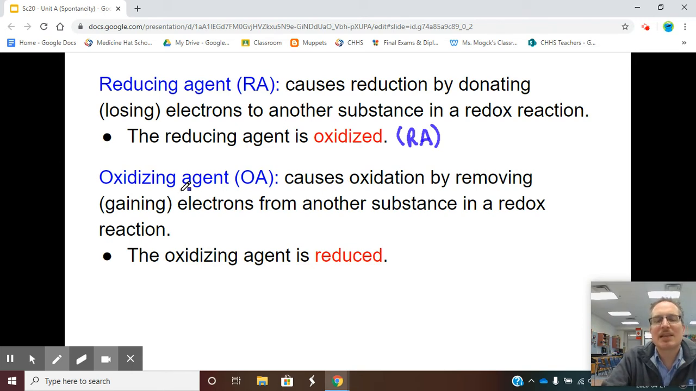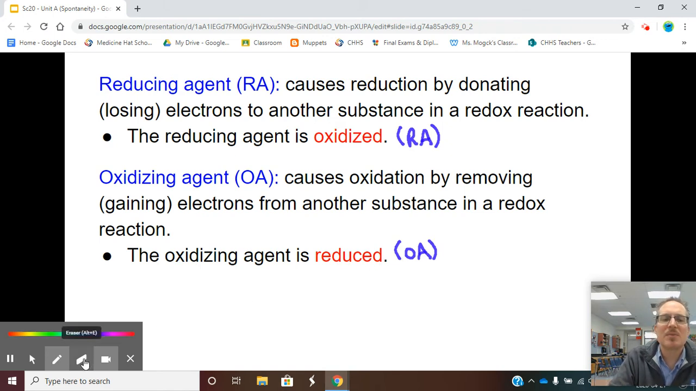Well, that's very similar to an oxidizing agent causes oxidation. Well, that means an oxidizing agent gains electrons. Well, gaining electrons, grr, that was our definition of reduction. So oxidizing agents and reduction go hand in hand. They're the same thing. So if something is being reduced, it is also our oxidizing agent.